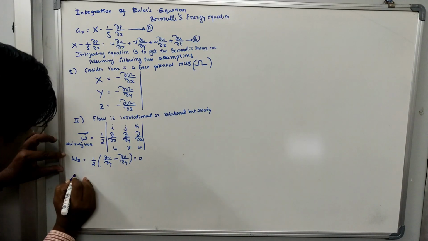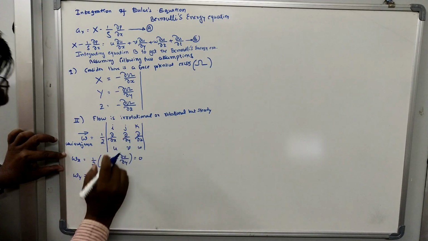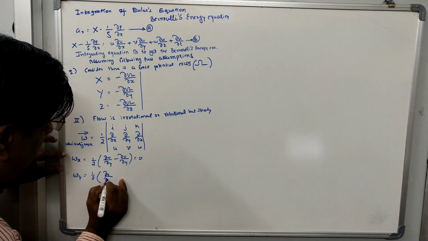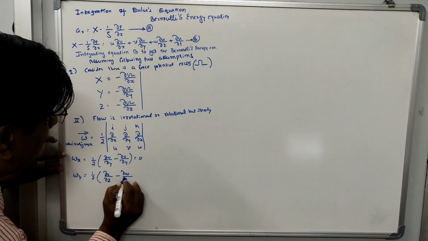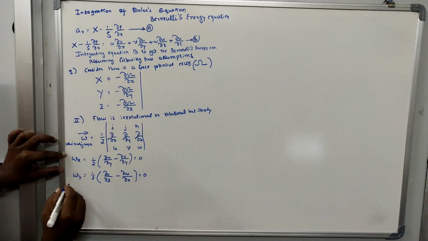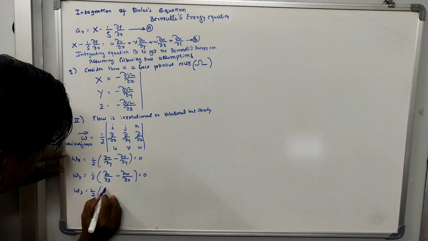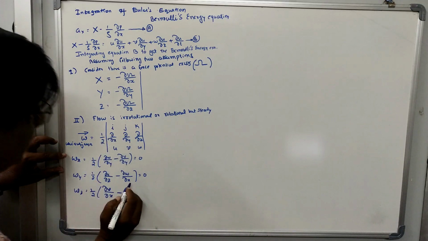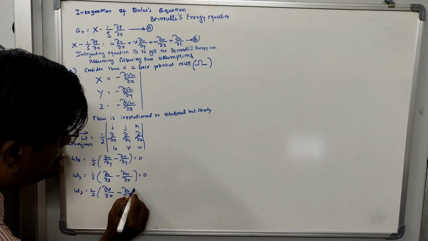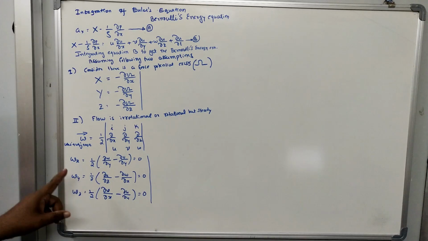This must be equal to 0, or omega y is equal to half (∂u/∂z − ∂w/∂x), this is equal to 0. Then omega z is equal to half (∂v/∂x − ∂u/∂y). So this is for irrotational flow. If the flow is irrotational, omega x, omega y, omega z is equal to 0.